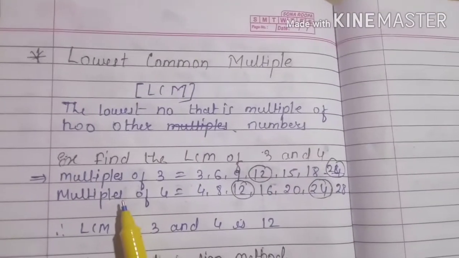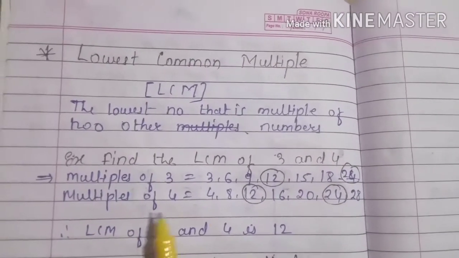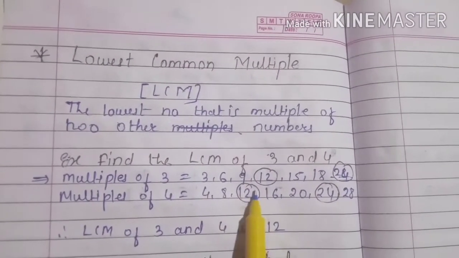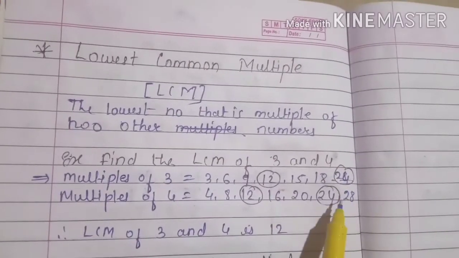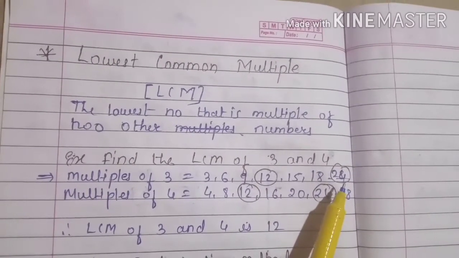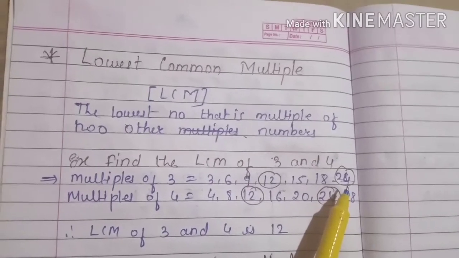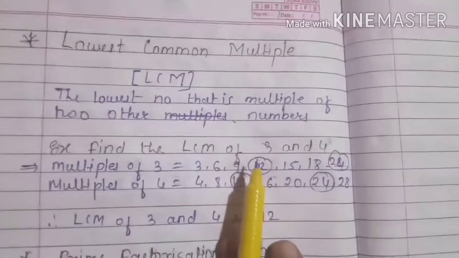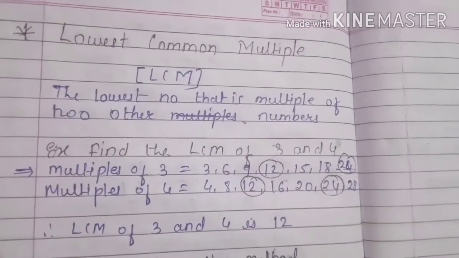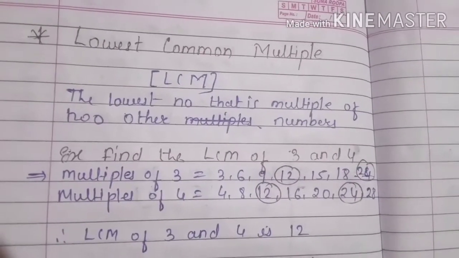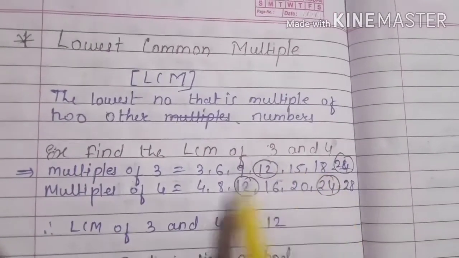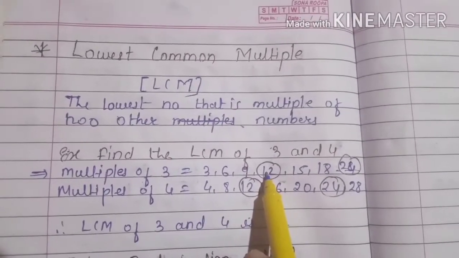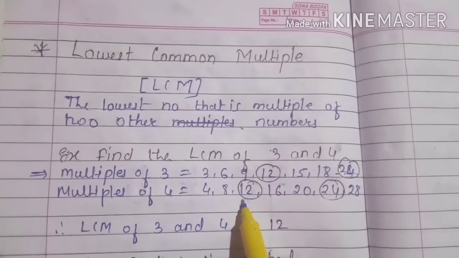Then write down the multiples of 4. Multiples of 4 are 4, 8, 12, 16, 20, 24, 28, 32, 36, 40 and so on. So after that what do we have to do? We have to find out the common multiples between these two numbers. See here, 12 is present in the multiples of 3 and 12 is present in the multiples of 4 also.